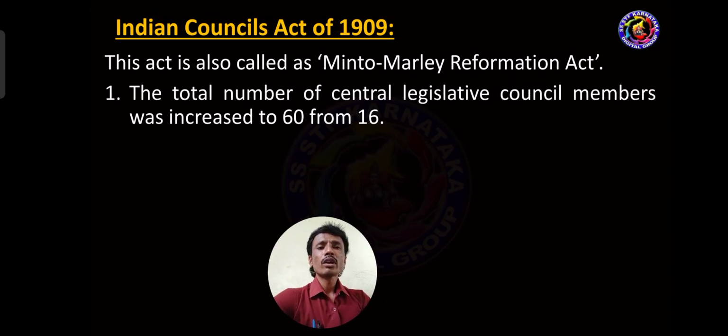So the total number of Central Legislative Council members was increased to 60 from 16. Before the Indian Councils Act of 1909, Central Legislative Council members were only 16. But after the implementation of the Indian Councils Act of 1909, it automatically increased to 60 from 16. So it means Indians are involving in politics.